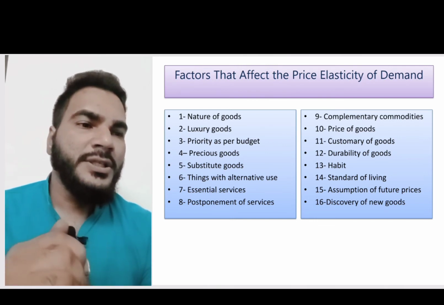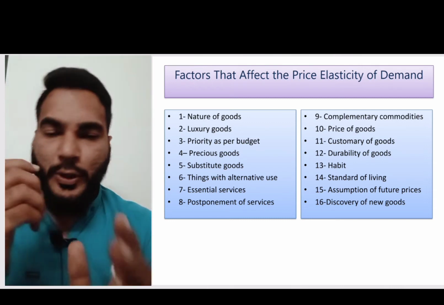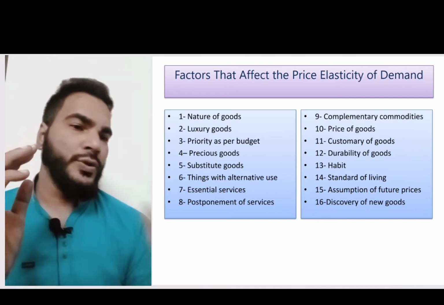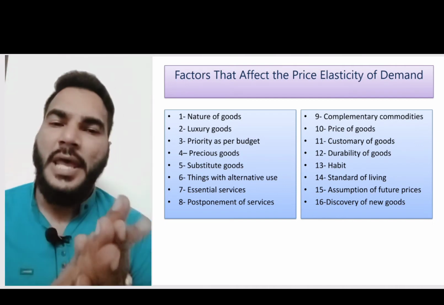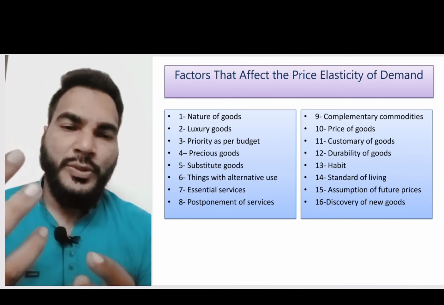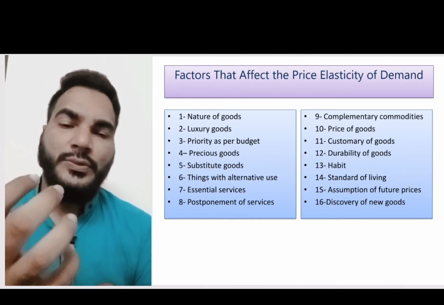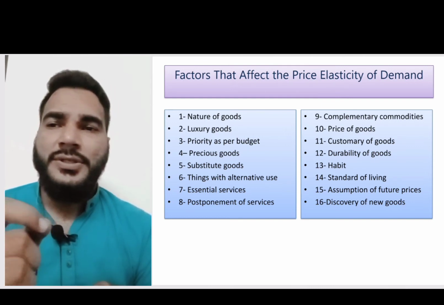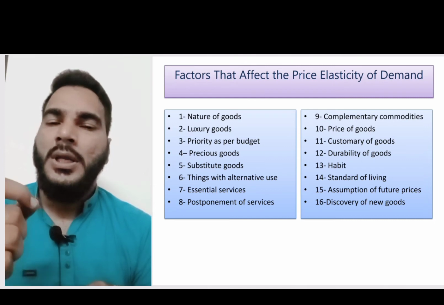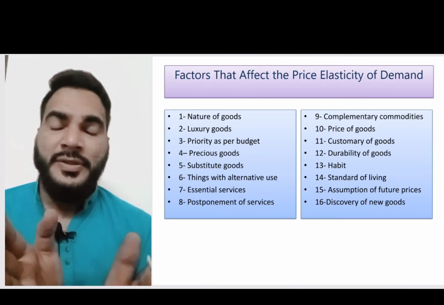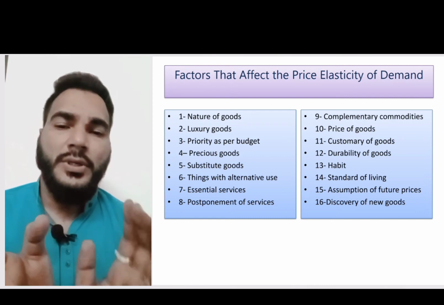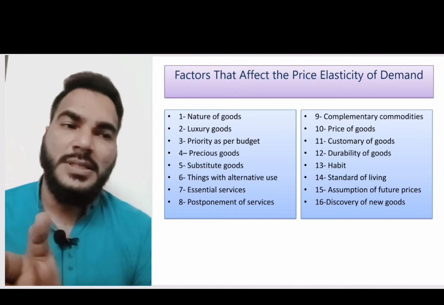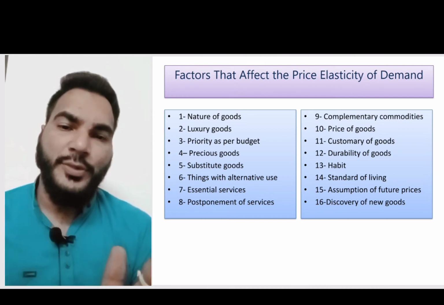Then we have customary of goods. What it wants to say is that it is about the behavior of the consumer. You can also see, then we have number 13, habit as well. If any consumer consumes liquor, that person is habituated to liquor or tobacco as well. So here it is very difficult to change the behavior. A customer cannot ignore the product directly. It takes time, right? Because that person is habituated to that thing.